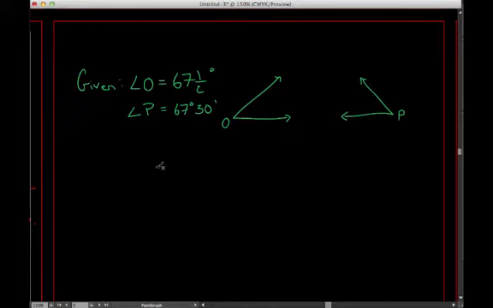So we're asked here to prove, how about we prove that the angle O is congruent to angle P. So we have to prove that angle O is congruent to angle P. All right, so let's see what that looks like. And we're going to prove this using a paragraph proof.